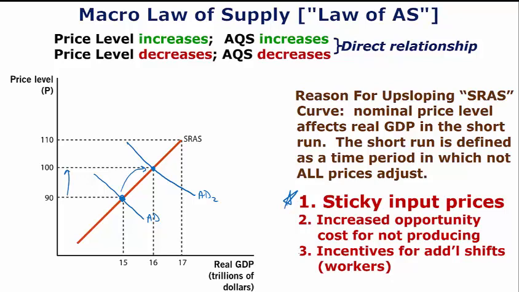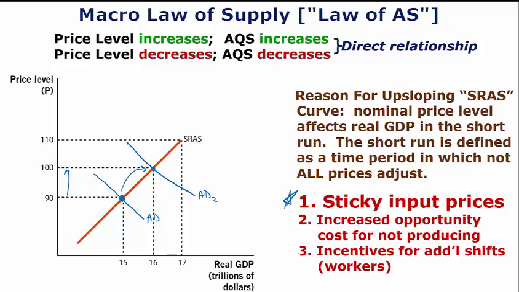Now what this is referring to is the fact that as aggregate demand increases, producers can raise the prices of their output, but their input prices remain where they were because they don't adjust in the short run. Now again, we'll explain this in a second. But what that results in are the second and third reason, which are basically related to the first.